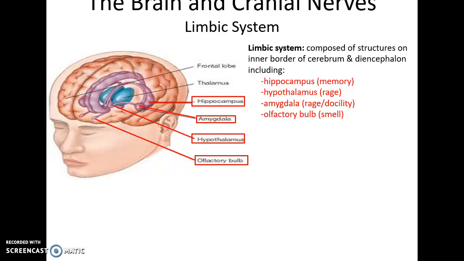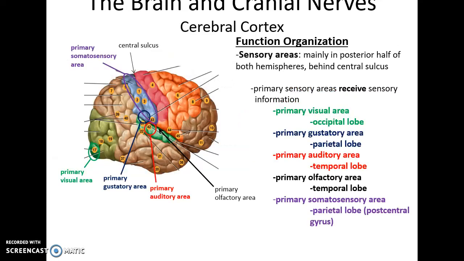Limbic system. The limbic system is composed of structures that border the cerebrum and the diencephalon. The limbic system includes structures such as the hippocampus, very important for memory, the hypothalamus, which is very important for a lot of different functions, including rage and emotions, and then the amygdala, shown over here, which is important for rage and docility, and the olfactory bulb, which is important for olfaction, being able to detect smell.